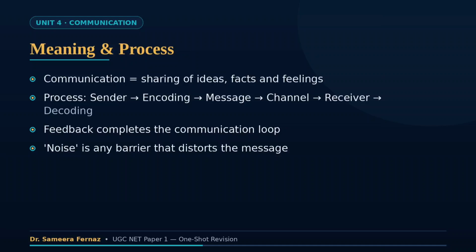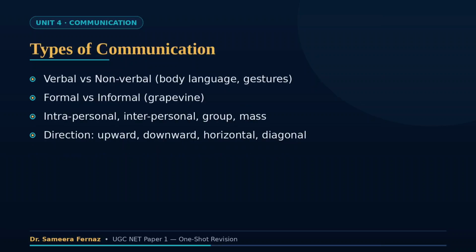Communication means sharing ideas, facts and feelings. The process flows like this: the sender encodes a message, sends it through a channel, and the receiver decodes it. Feedback completes the loop, and any disturbance in between is called noise. So understood? We will go to the next.